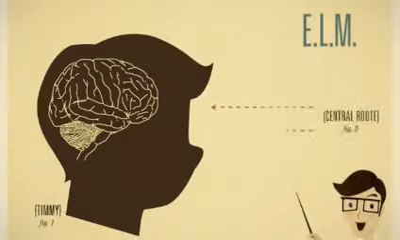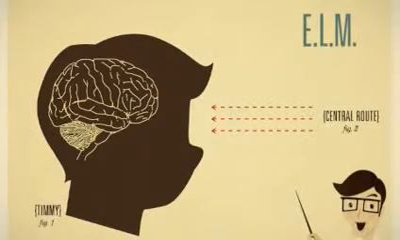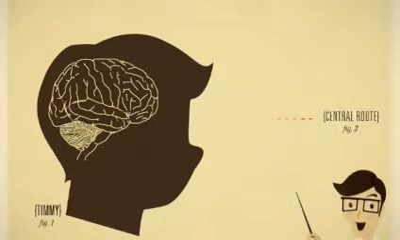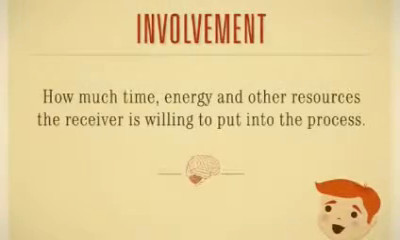Here is the central route. This is a direct route of persuasion that appeals to logic and involves a great deal of thought. The central route is associated with high involvement. Involvement is how much time, energy, and other resources you are willing to put into the process. How much attention do you want to put into it, Timmy?